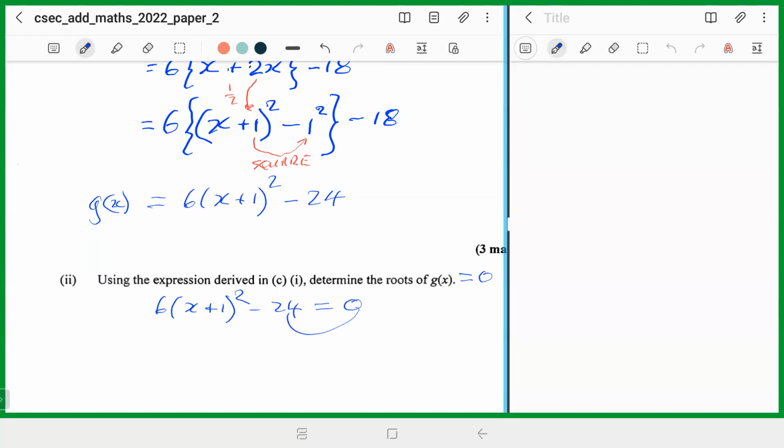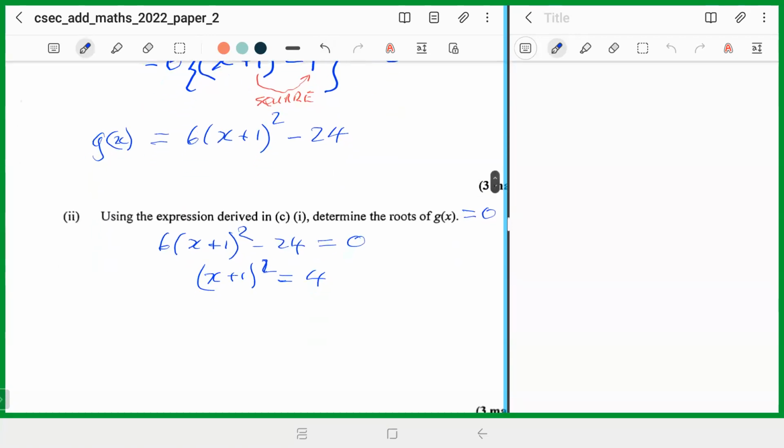Transpose the 24 and divide by the 6. You get x plus 1 squared equals 4. 24 divided by 6 is 4. Then square root both sides. Remember, when you square root, it can be plus or minus. So it means that x plus 1 is now equal to plus or minus 2. Everybody understand how I get that?